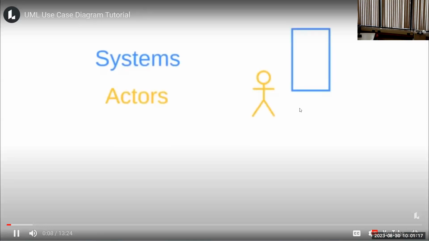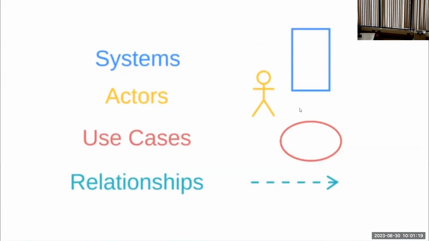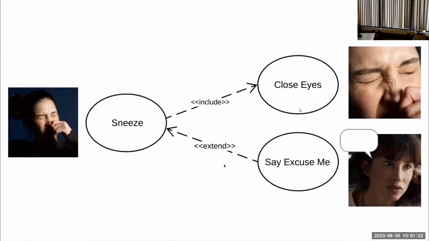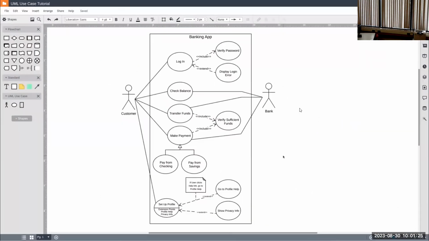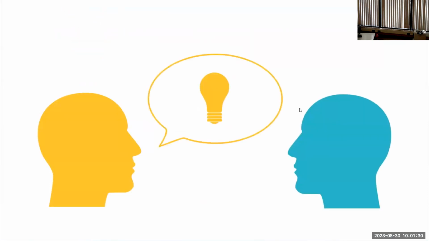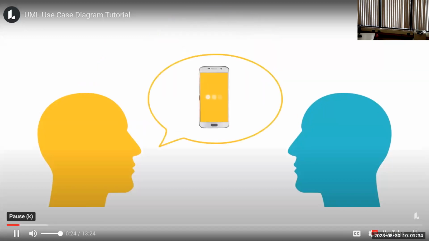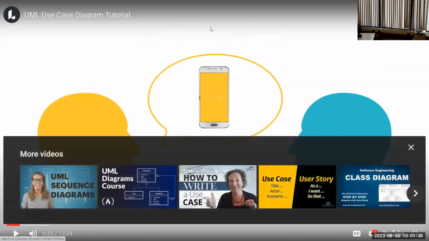We'll start with a high-level overview, then we'll talk about systems, actors, use cases, and relationships. And finally, we'll build an entire use case diagram together and go over examples to explain these concepts in depth. Have you ever had an idea that makes perfect sense in your head, but when you try to explain it to someone else, they're completely lost? Maybe your idea is for a new app, and every time you... So you take a short break for 5 minutes.